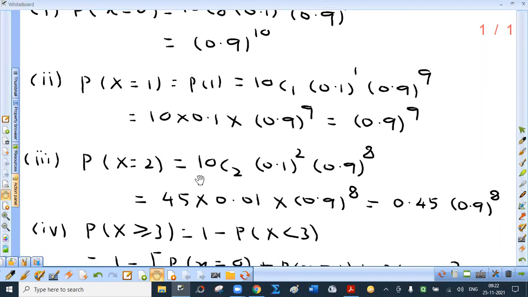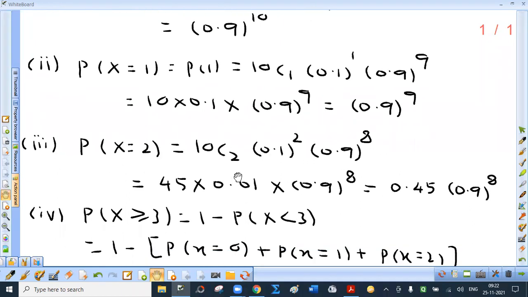P of x equal to 2. Why? Because exactly two terminals will require attention. So 10C2, which is 45, 0.1 square is 0.01 into 0.9 raised to 8. So final answer 0.45 into 0.9 raised to 8. But as I said, if only this part is asked, it is better that you simplify this using log tables.